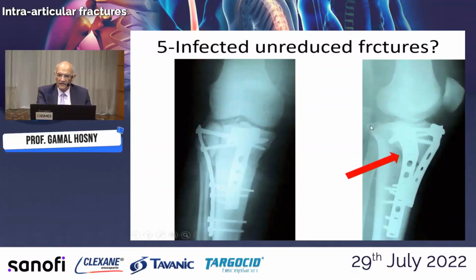And look at this gap. It's more than 1 centimeter, maybe 2 centimeters gap in the sagittal plane. And infected with 8 debridements. And they claim that if you have this fixation and you repeat the debridement, this will solve the problem. It's not solved. It's an unreduced, infected fracture.